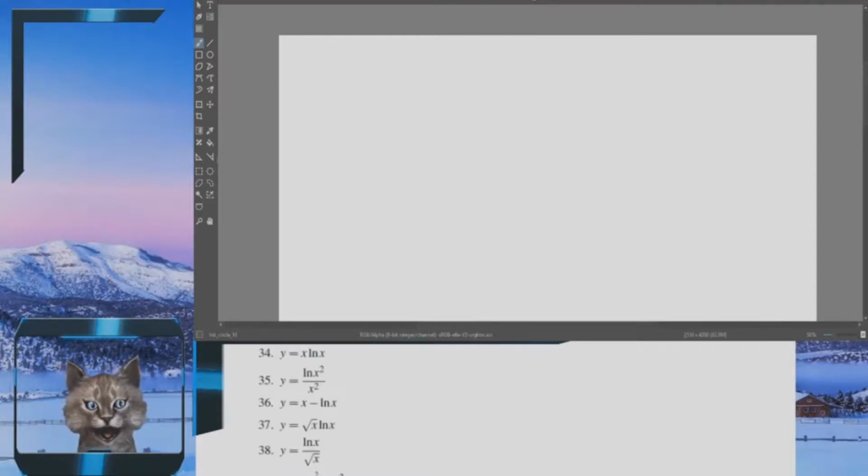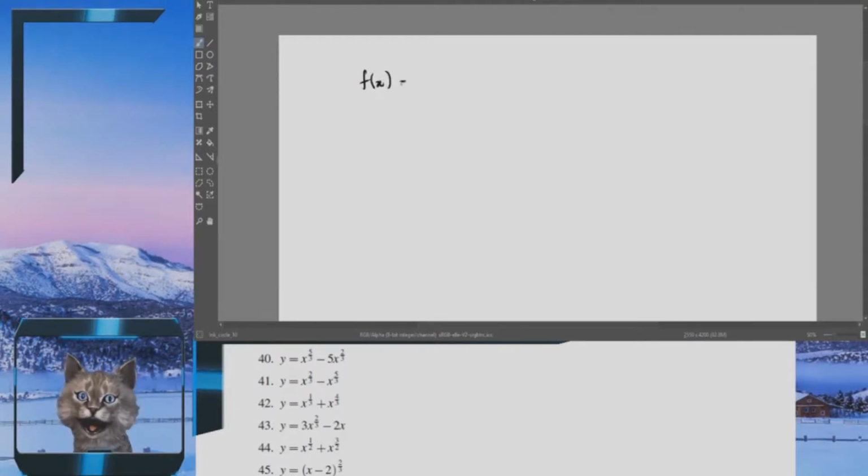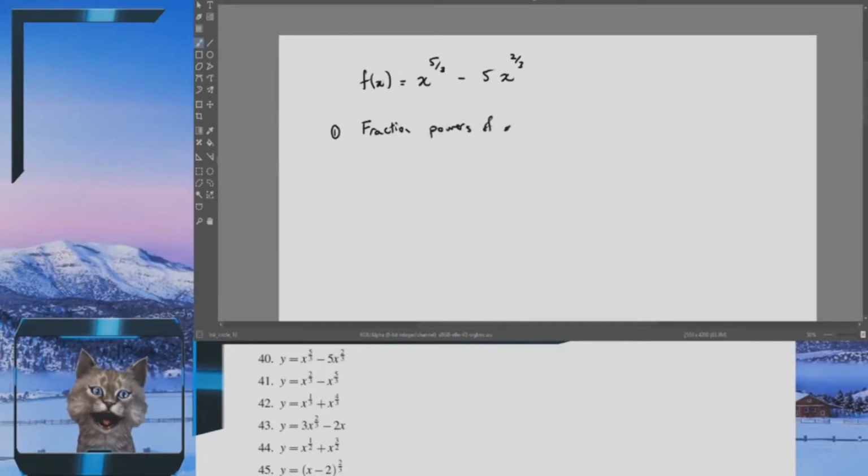Alright, the last question we're going to do is number 40, which is my function. Let's call it f(x) = x to the 5/3 minus 5x to the 2/3. So I'll call this function type fraction powers of x. So aside from the fraction aspect, it looks very polynomial-like, but we'll see it makes a big difference.